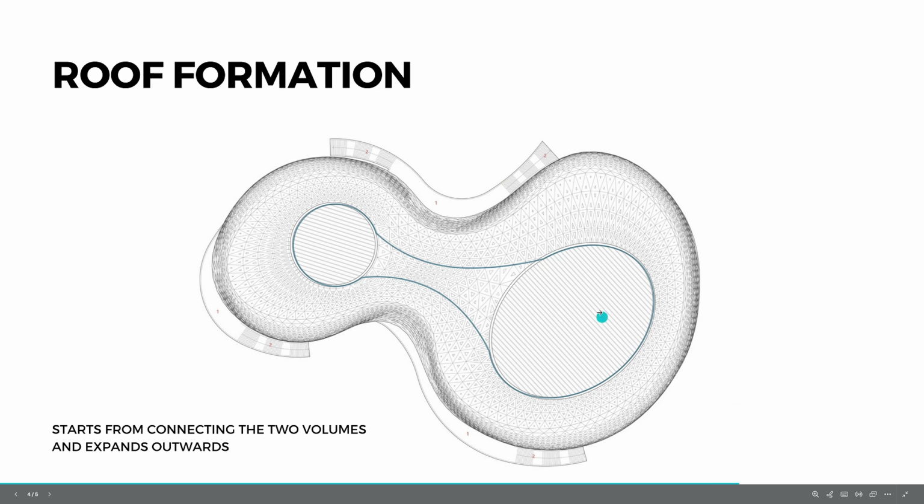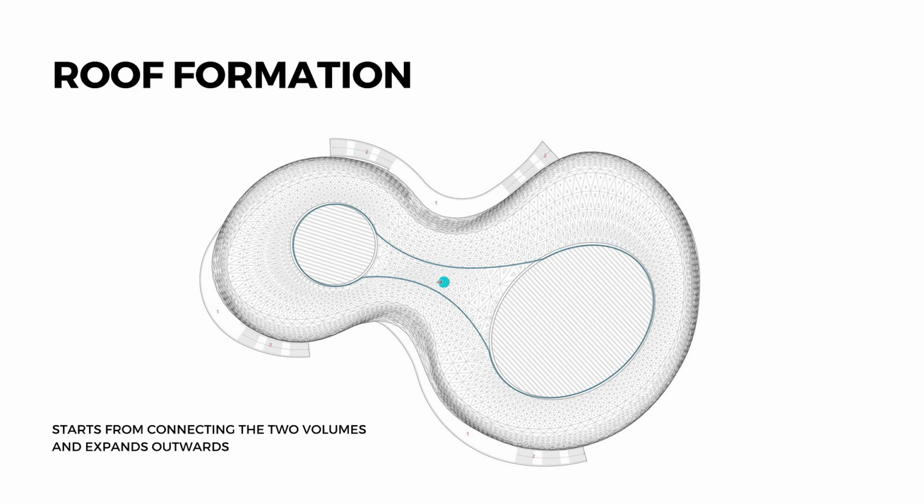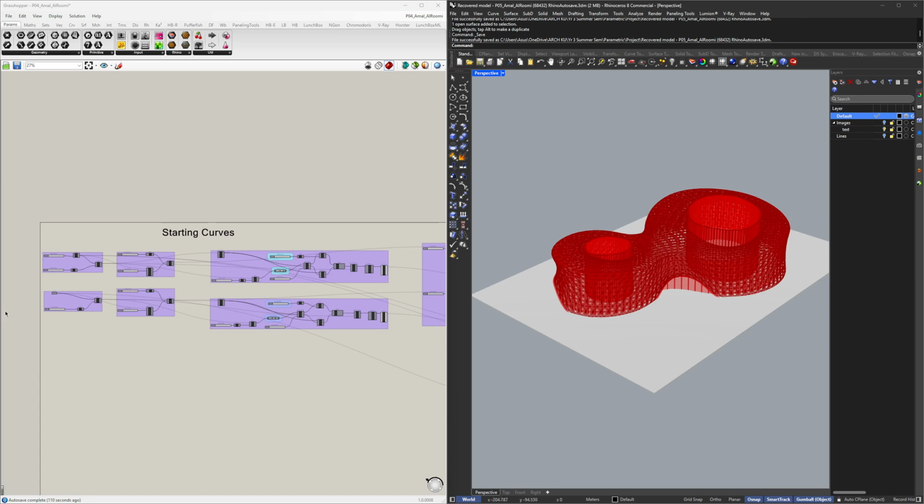To achieve this pattern, we have to start with connecting the core volumes and building outwards. As you can see from the top view, this is how it was done in the building. Moving on to the definition.